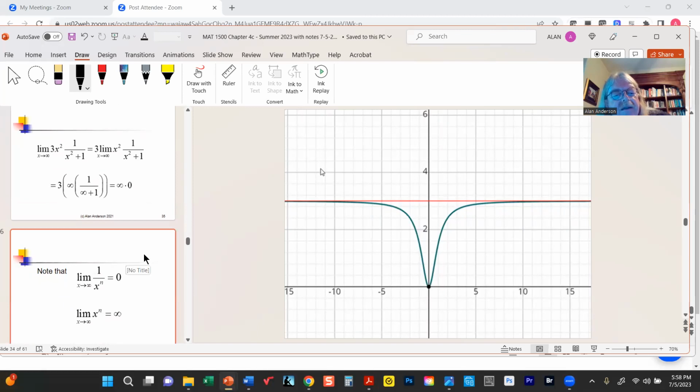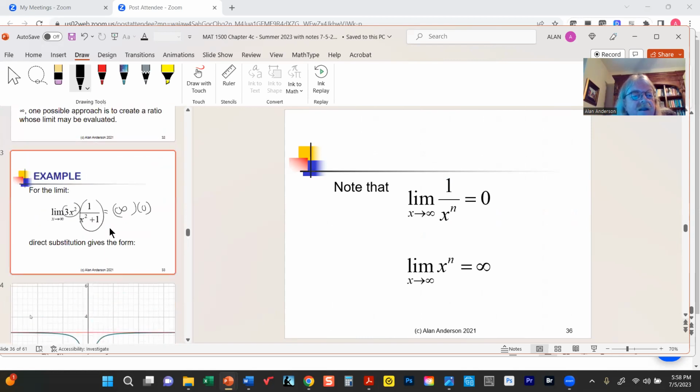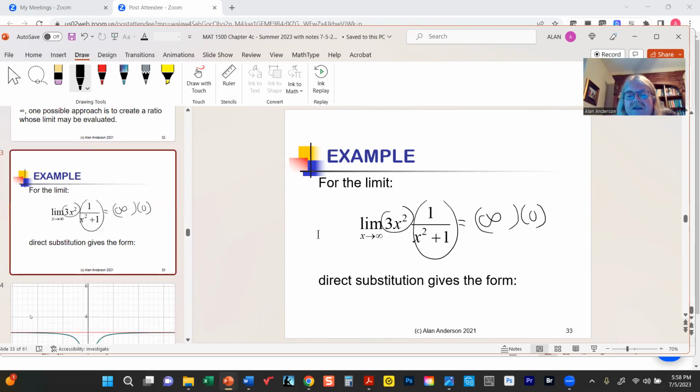Now, just as a quick reminder, the limit as x goes to infinity of 1 over x to the n is 0, while the limit as x goes to infinity of x to the n power is infinity. So here's the strategy. First of all, let's rewrite this as a ratio.